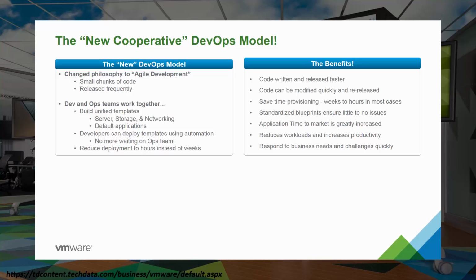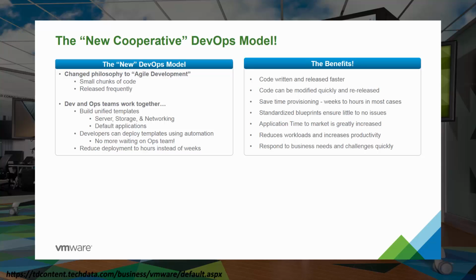So the overall benefits of this new cooperative DevOps model are, code is written and released much faster. It also has fewer issues. If there is an issue, it can be very quickly troubleshot and modified and then re-released again. You save time provisioning the application and all the associated VMs to production, again, from weeks to months down to only hours or days at best. These standardized blueprints, again, ensure that there are little to no issues once the application is running in the production environment, and you know that every release of the code has the same settings and same versions of software and everything else.